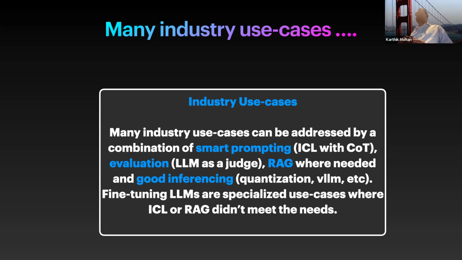But first you begin with, okay, in-context learning with chain of thought and RAG. Does that work? Does that meet my needs? And then you take it step by step. Let's just see if it works out of the box. Great, I'm done. If not, let me do some chain of thought. If not, let me do some RAG. If not, let me go to fine-tuning, because even with RAG, I'm not getting good performance.